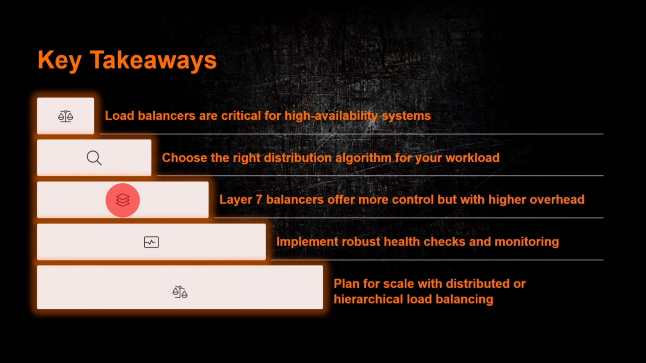Layer 7 load balancers provide more control but with extra overhead. They can route traffic based on detailed application info but require more resources to do so. Implement robust health checks and monitoring. Always verify that your servers are healthy to avoid sending requests to servers that are down or slow. Plan for scaling with distributed load balancers. As your system grows, use multi-level load balancing to manage traffic efficiently across multiple servers and data centers.